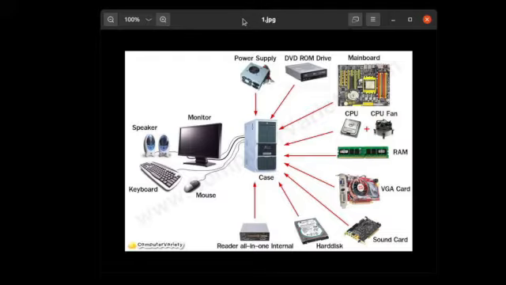Okay, so the CPU is the brain of our computer, and the faster it works, the better computer we have. Also there is ROM, as I told you, and whenever your computer is turned off, all the information is saved in the ROM. Okay, so let's see what is ROM.